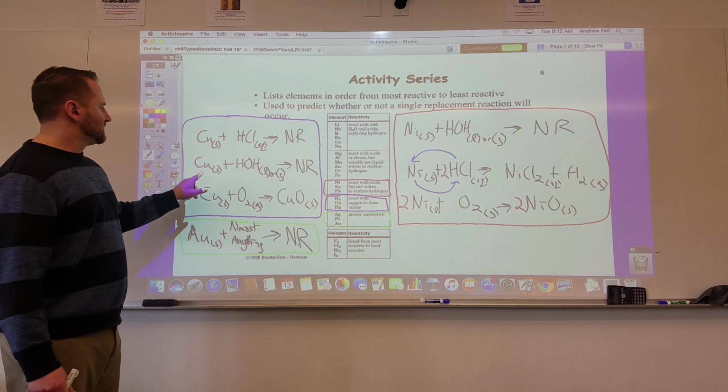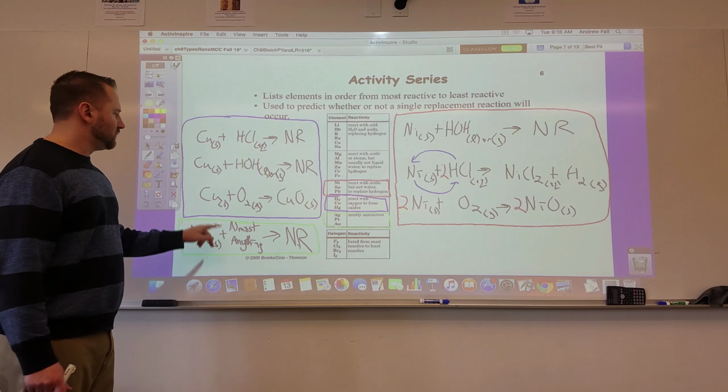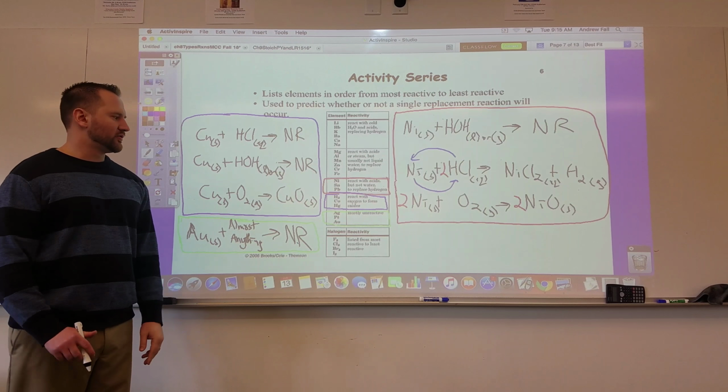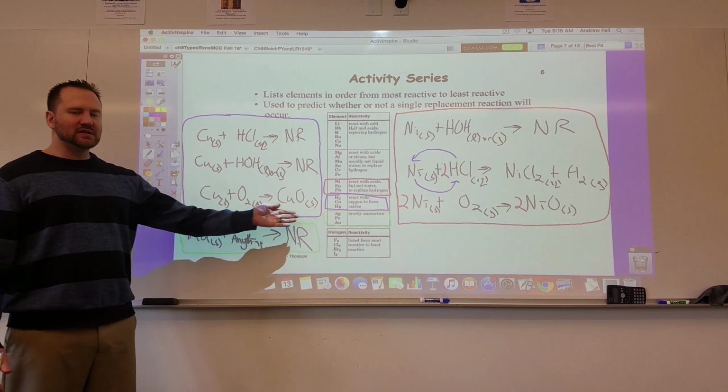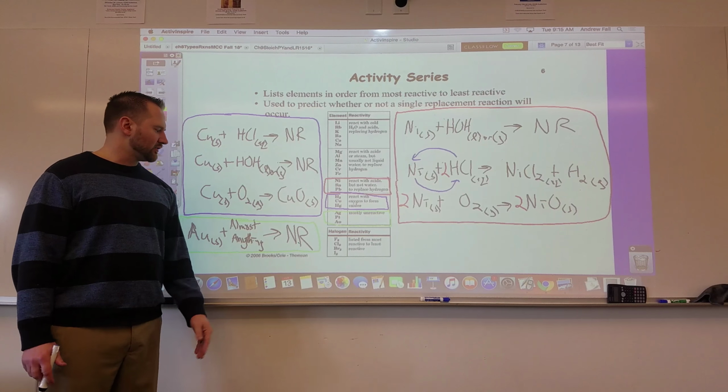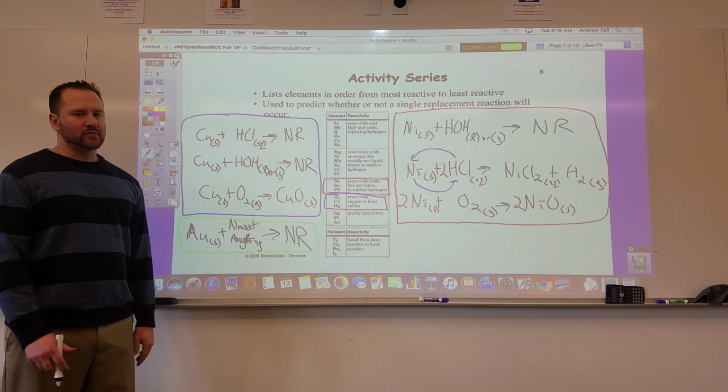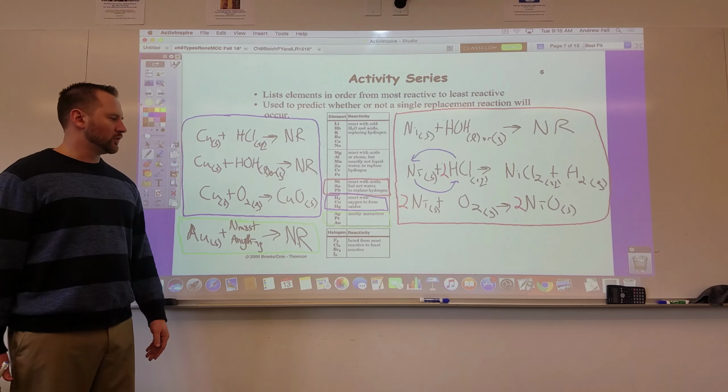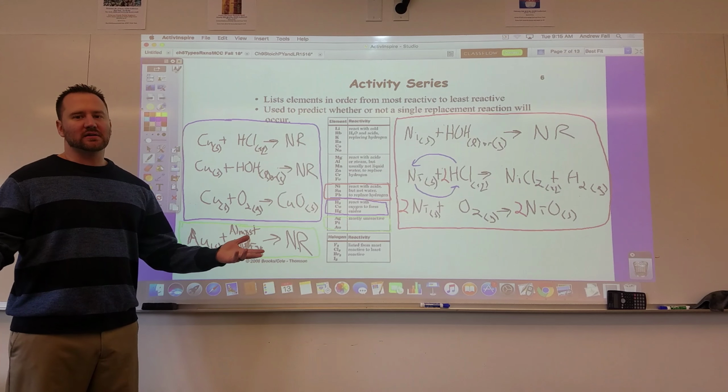Looking at the list below that, you can see that they're not really that reactive. They won't react with acids, they won't react with water or steam, but they will still react with oxygen to form oxides. And then if you look at anything in the bottom group, they're mostly unreactive. Almost anything's not going to react with gold. There's almost nothing that will react with gold. So that's our activity series.